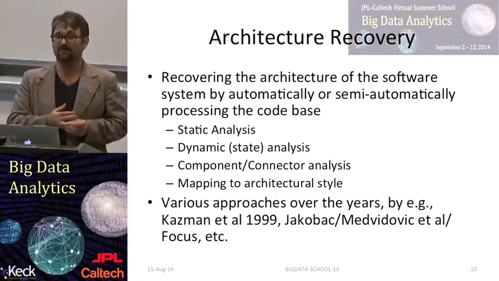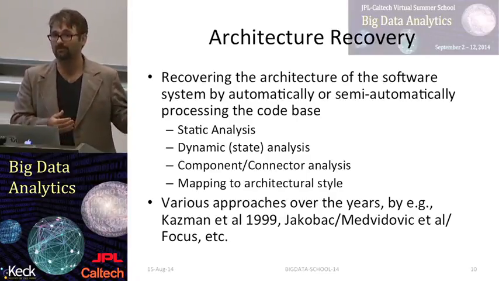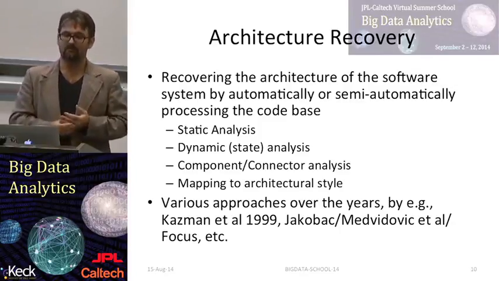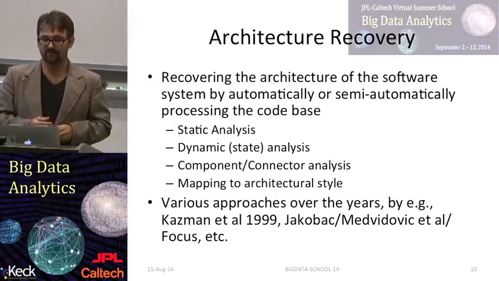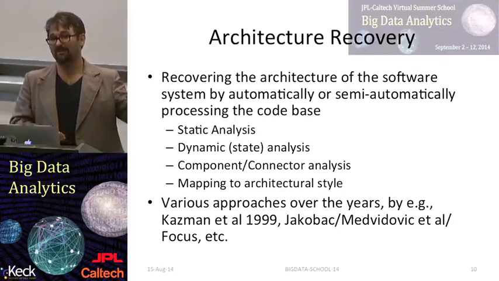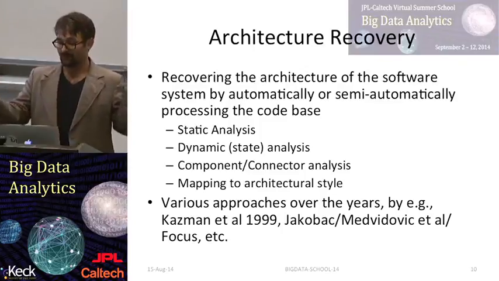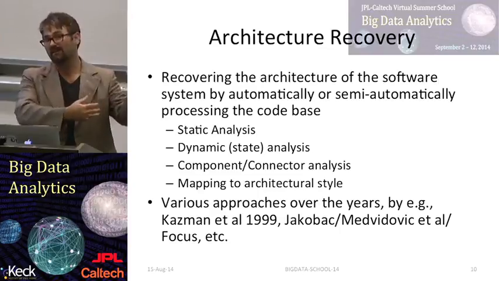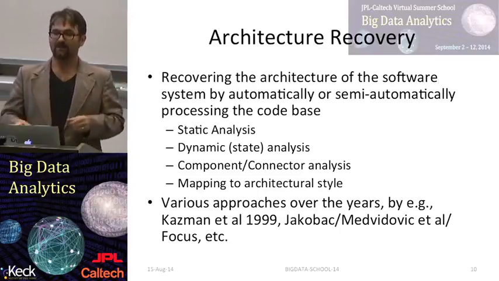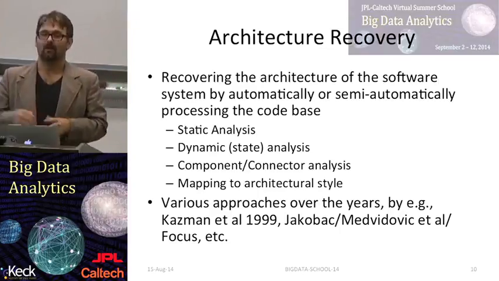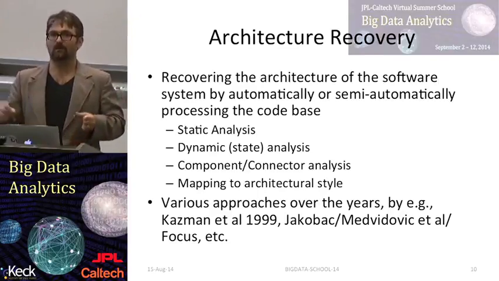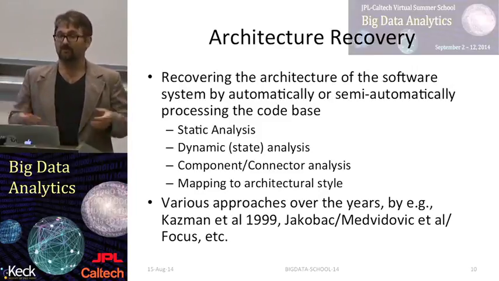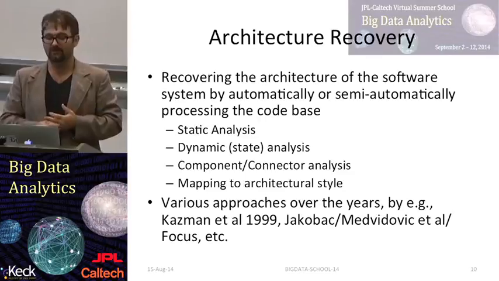There are various processes for doing this that have been developed in the architecture research literature over the years, including ones by Mattman et al., Jakubik and Medvedevich et al., and various other researchers. Typically, this involves looking at the code, doing static analysis on it, determining what pieces of code talk to one another, looking at dynamic state analysis, what states these classes or components are in, component connector analysis, which are groupings typically of common classes and files in object-oriented code, or functions and procedures in procedural-oriented code, and then eventually potentially mapping it to an architectural style and things like this.